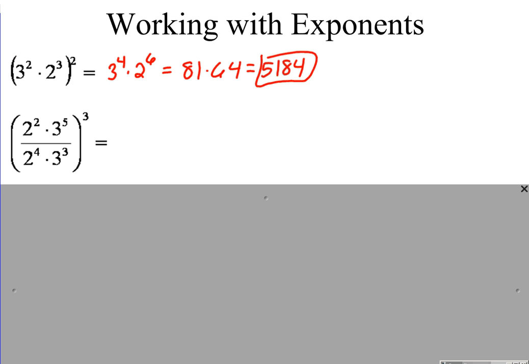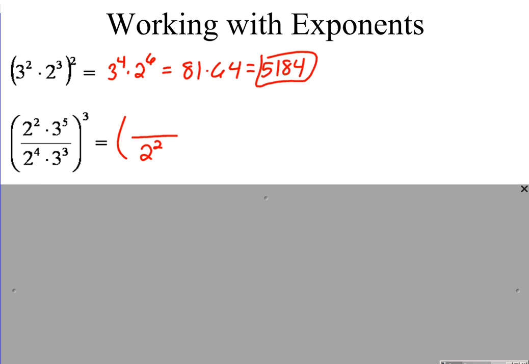Here we have multiple things going on. I would get used to following order of operations here. So what I'm going to do to begin is simplify stuff inside the parentheses. Inside the parentheses here, look at each part separately. Look at the 2's. 2 squared over 2 to the 4th. Where do I have extra 2's at? Down in the bottom. How many extra? 2 of them. So I have a 2 squared left there.